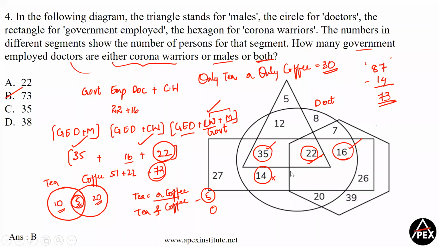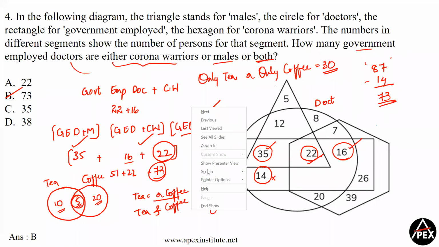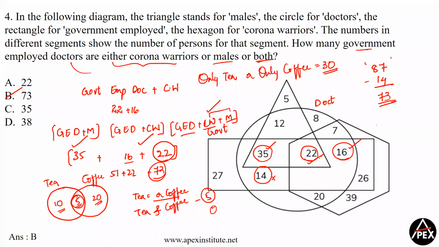Sir, if you ask government employed doctors who are males, then what is the answer? Then it will be 35 plus 22. In the same thing, if I write government employed doctors plus males, you consider 35 plus 22. If you consider government employed doctors who are males, 35 plus 22.